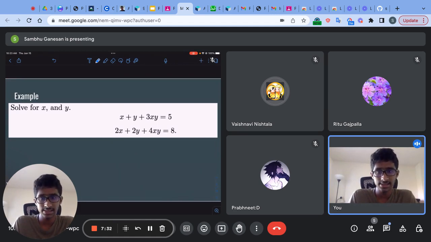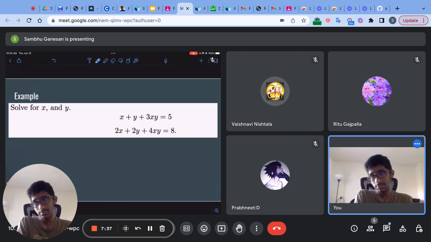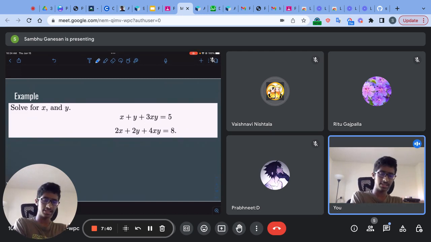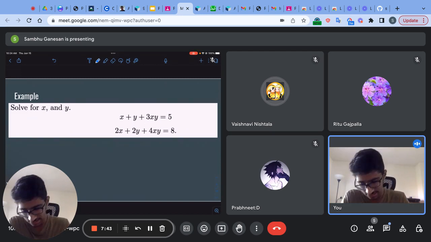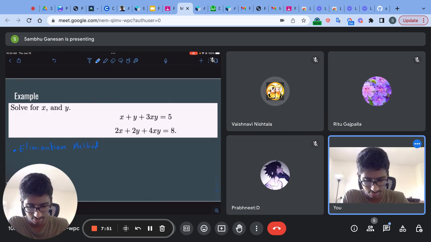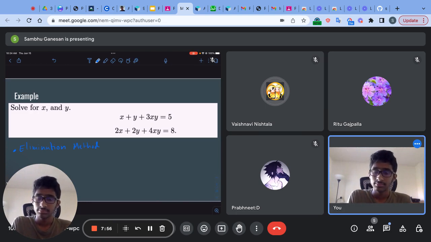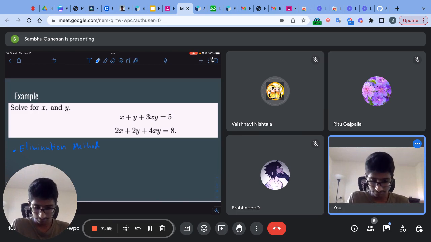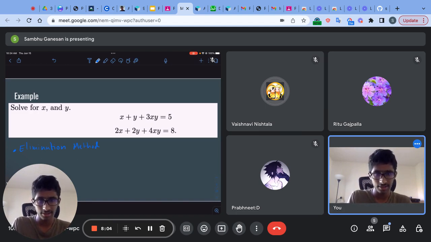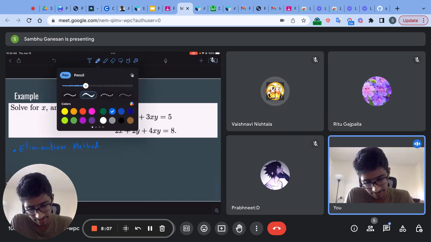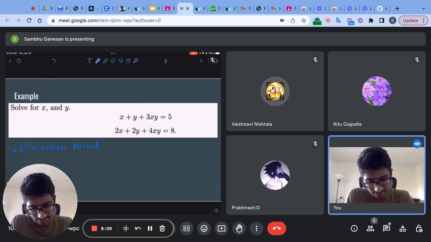All right, do you guys have any ideas on how to approach this, at least, not just solve it? I'll give you a hint. Try the elimination method. All right, let's go over the solution. So the key to this problem, as I said, is let's try the elimination method.